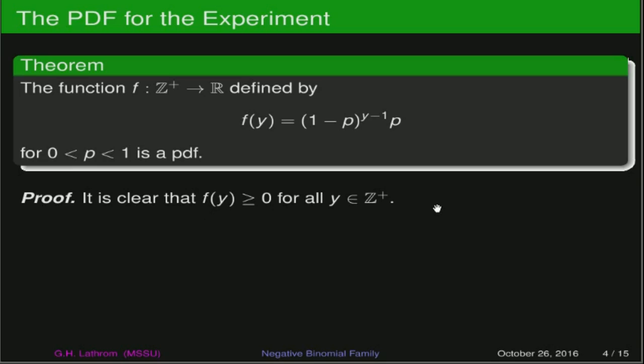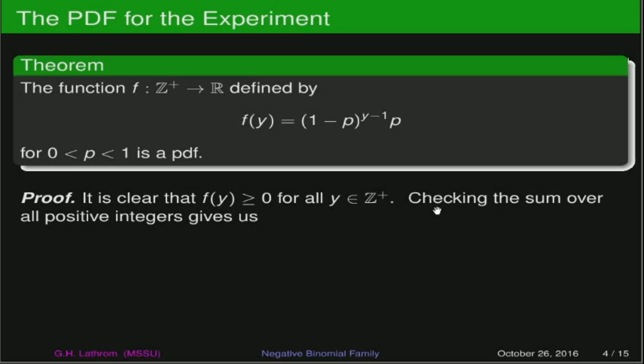But now we have to check the sum over all positive integers. If we write out our sum, we get the sum from y equals 1 to infinity of (1 minus p) to the y minus 1 times p. Well, we can factor that p out and pull it to the front. And now the sum from 1 up to infinity of (1 minus p) to the y minus 1 is actually a geometric series.